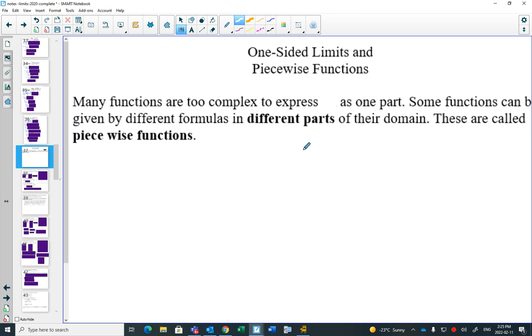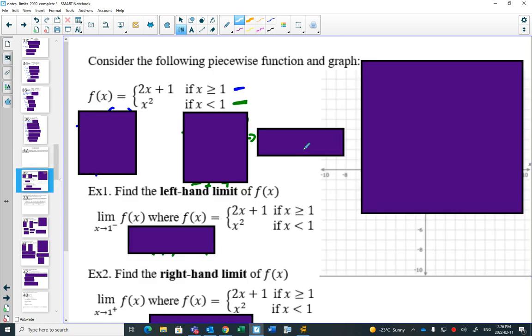And some functions are too complicated to write with just one equation, so they get written with multiple equations and are broken up into pieces. And because they're broken up into different parts or pieces, they're called piecewise functions. So here's an example. You've got a function f of x that has two different parts. One part is a line, 2x plus 1, and the other part is a parabola, which is x squared.